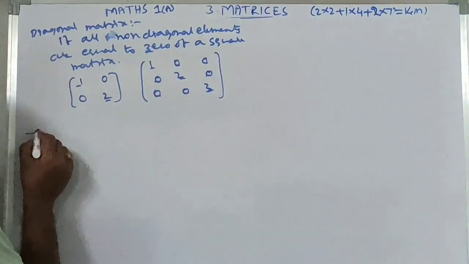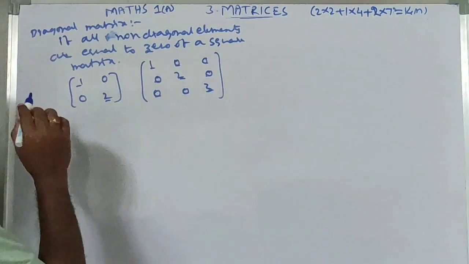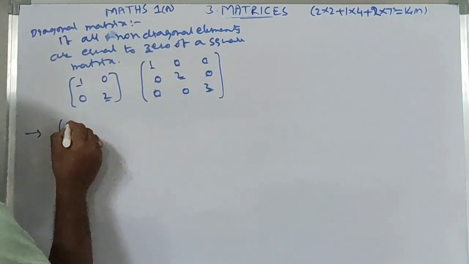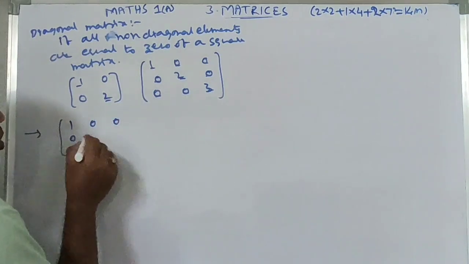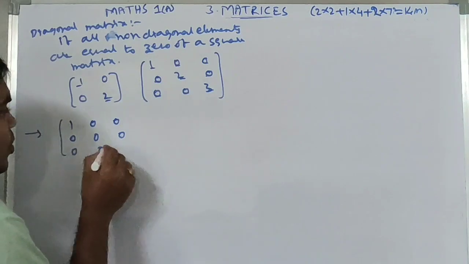So I am taking one example. Whether it is a diagonal matrix or not, we will decide. 1, 0, 0, 0, 0, 0, 0, 0, 1.